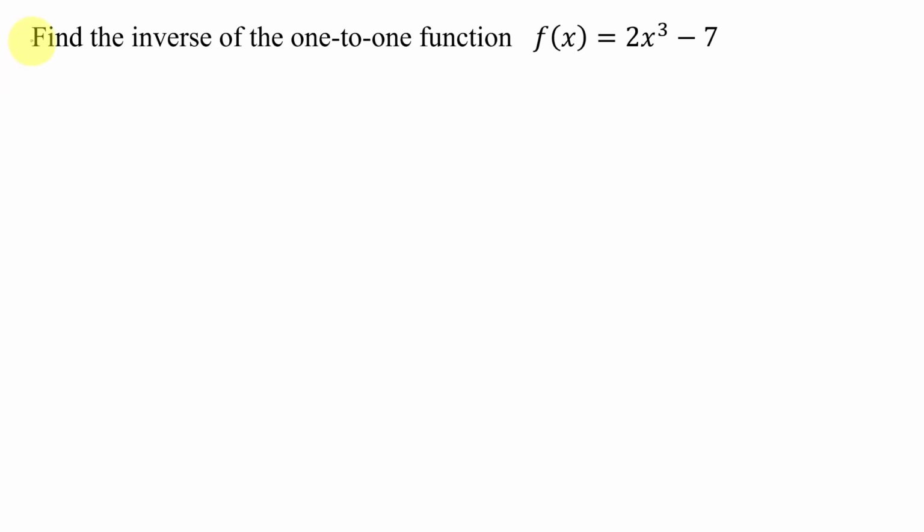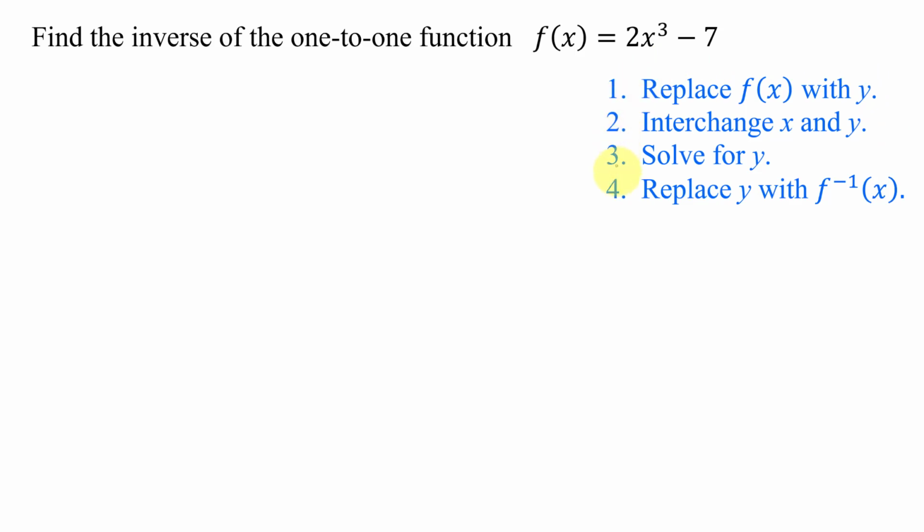In this example, I need to find the inverse of the one-to-one function f of x equals 2x cubed minus 7. As it states this is a one-to-one function, this means its inverse will also be a function. So quickly reviewing, here are the steps for finding the inverse of a one-to-one function.